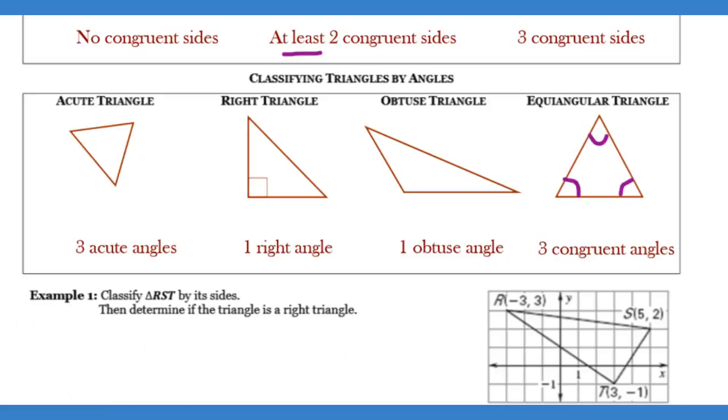And notice that our equiangular triangle is also an acute triangle, because in order for all 3 angles to be congruent, they would all have to be acute. In order for all 3 angles to be congruent, they would have to each be 60 degrees.